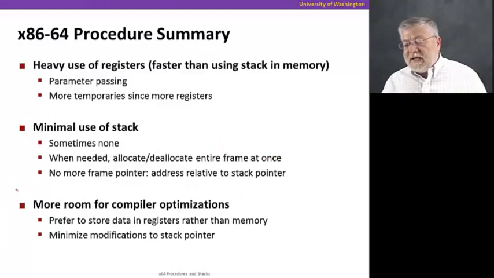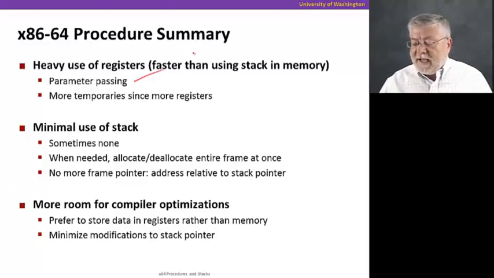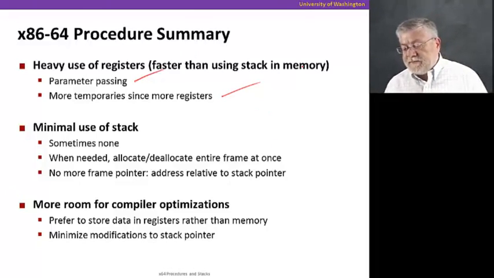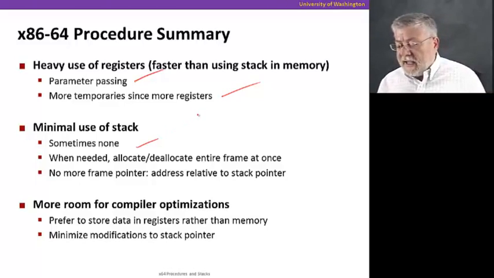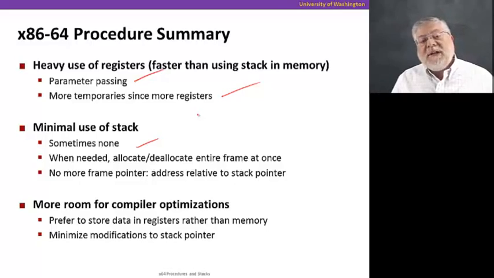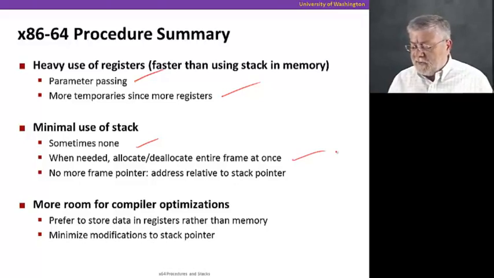So to summarize, the 64-bit architectures make heavy use of registers because they're faster than using the stack in memory. We use them for parameter passing, and we use them for temporary variables. So there's a minimal use of the stack. Oftentimes actually, we don't use the stack at all except for the return address of the function. But when we need the space, either for those arguments or for more temporary variables, we allocate and deallocate the entire frame at one time. It's just faster than doing multiple pushes and pops.